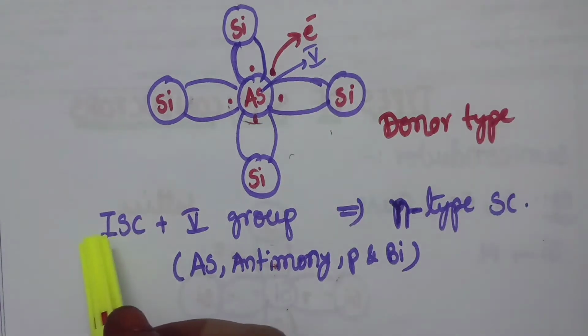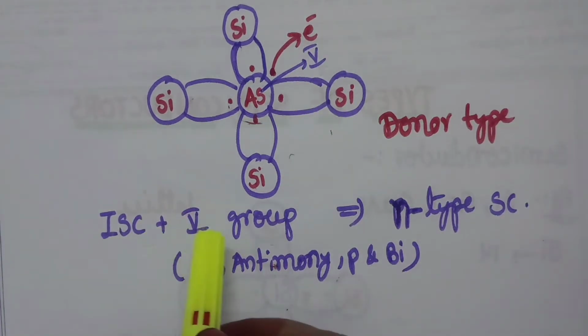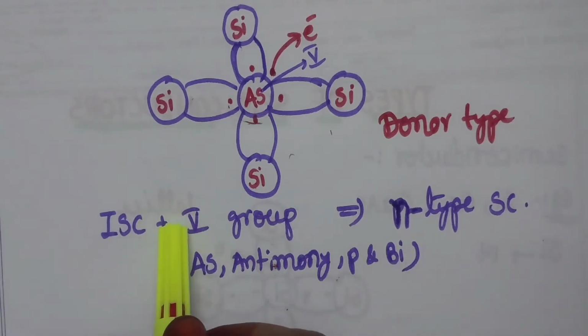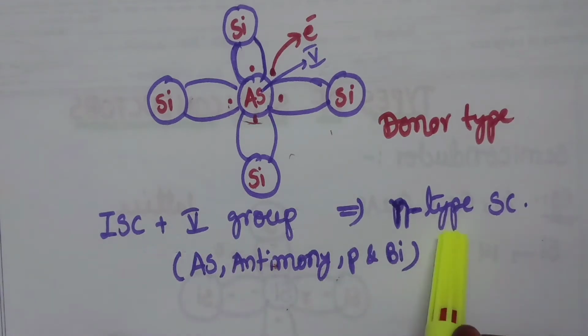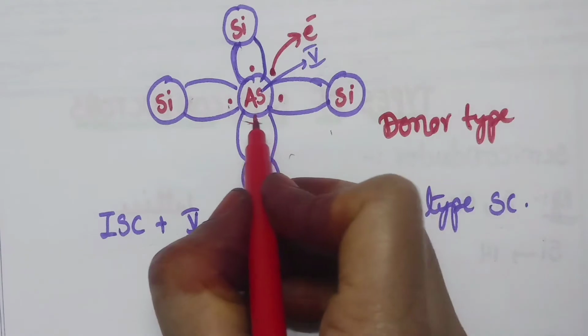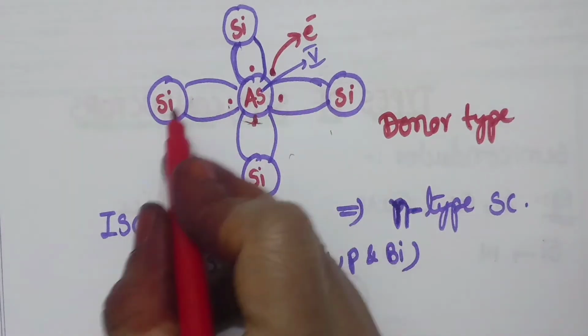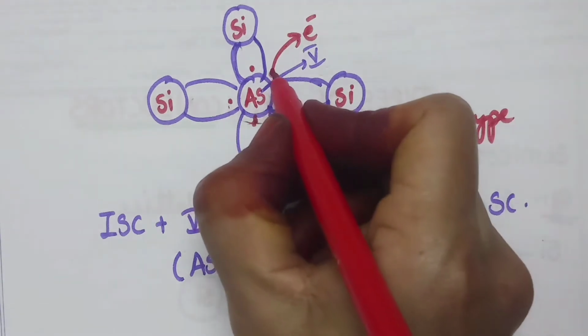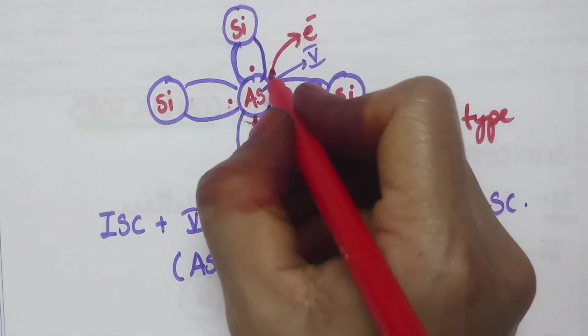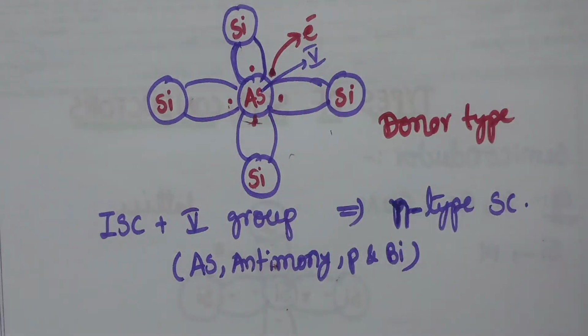So, for an intrinsic semiconductor, if a fifth group element like arsenic, antimony, phosphorus and bismuth is added, then it results in an N-type semiconductor. Here, every fifth group element has 5 valence electrons, and 4 are shared with 4 silicon atoms, and there is one remaining valence electron. So, it can donate another electron to another atom.